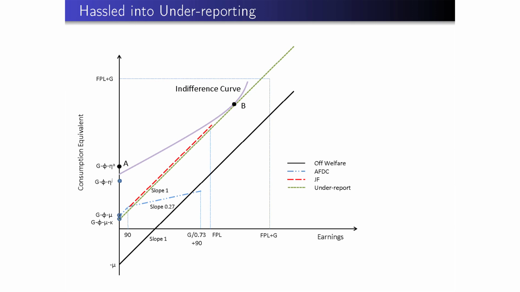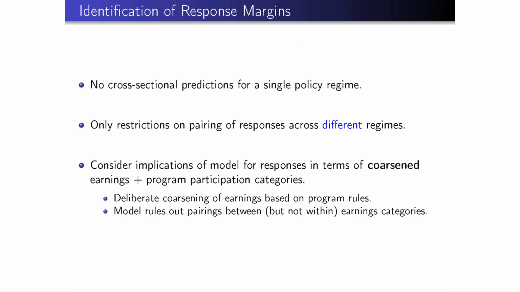Now I'm going to talk briefly about identification and try to get some results. Okay, so this model, because it's so flexible, has no cross-sectional predictions for a single policy regime. There doesn't need to be bunching. There's nothing you can learn from any moment of the data about transition probabilities, or response probabilities rather, without policy variation. When you do have policy variation, what you've got are non-parametric restrictions on the pairing of responses across different regimes. What we're going to do is coarsen the data into regions over which we have clear predictions.